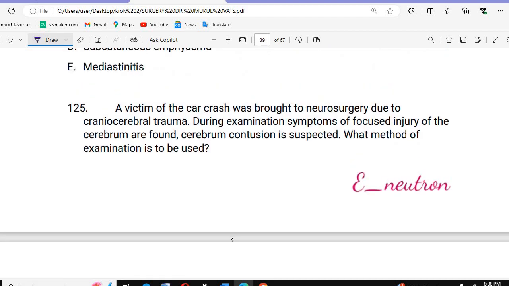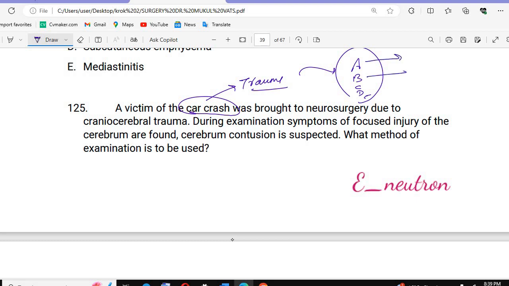After that, a victim of a car crash. Now there is a car crash, so the patient will have trauma. In trauma, as I told you, A, B, C, D, E: A for airways, B for breathing, C for circulation, D for disability, and E for exposure. If a trauma patient comes to you, first you need to check the airway, then breathing, circulation, disability, and exposure.